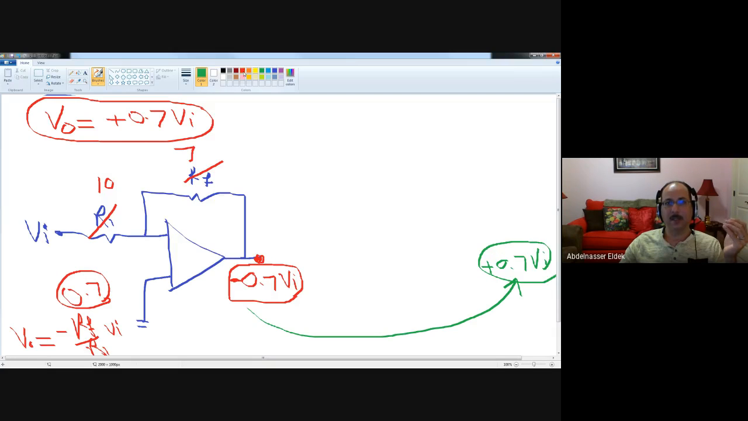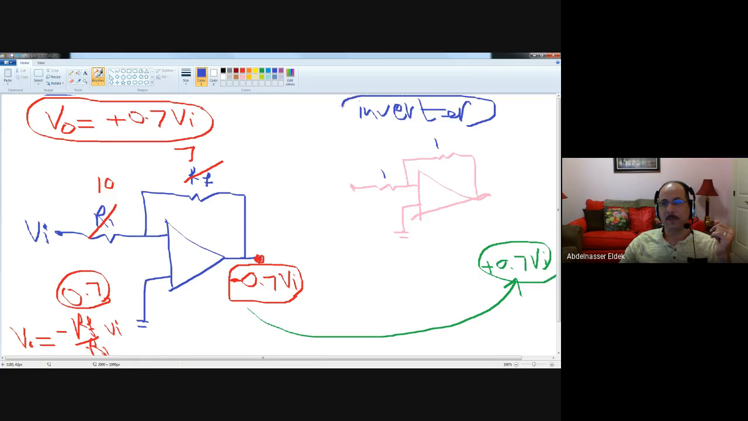The inverter circuit looks like this. This is the inverter. You can make it anywhere as you like. There it is, the same circuit. Okay, so this is an inverter. And what are the values? You can select 1 and 1. So this is called an inverter. The inverter will change the negative to positive and the positive to negative.